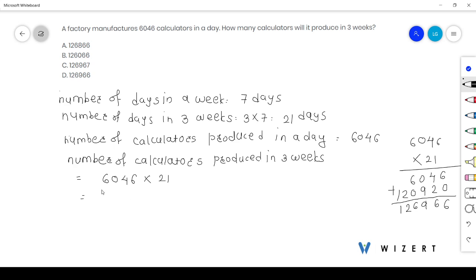So there are 126,966 calculators produced in 3 weeks. So our correct option is option D, which is 126,966 calculators.